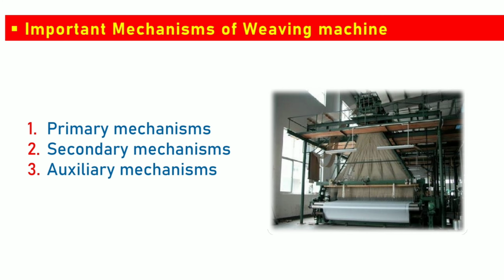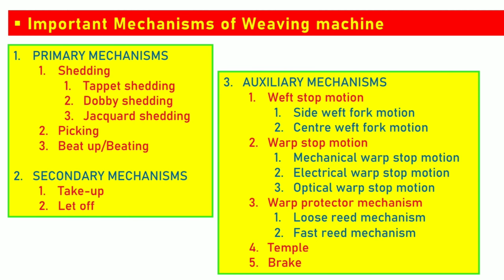Friends, today we will learn about important mechanisms of weaving machine. The important mechanisms are mainly of three categories: primary mechanisms, secondary mechanisms and auxiliary mechanisms. The subdivisions of primary mechanisms are shedding, picking and beating. Shedding can be of tappet shedding, Dobby shedding or jacquard shedding. The category of secondary mechanisms are take up and let off.